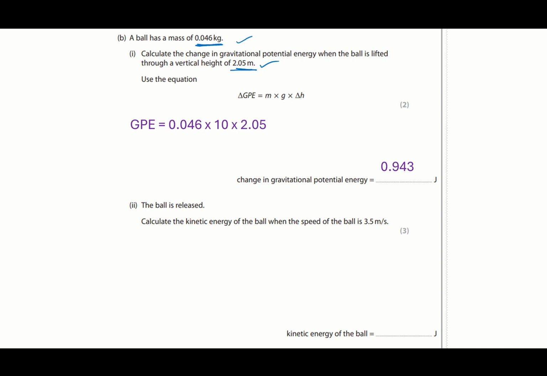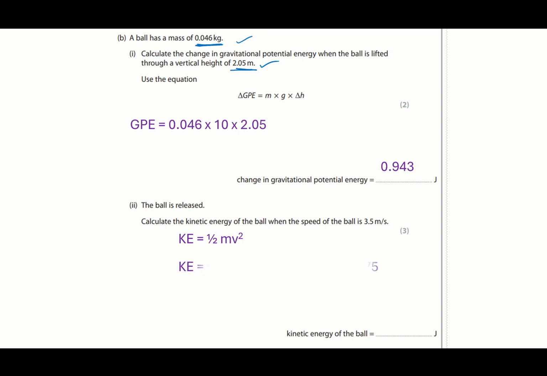And I've got nothing to match it to in terms of significant figures, and it doesn't direct me to, so that's perfect. I now release the ball. So I've raised it up into the sky. I'm now going to drop it. Calculate the kinetic energy if it's moving at 3.5 meters per second. So go into your equation booklet. The kinetic energy, the movement energy, is half the mass times the velocity squared. And it's the squaring bit that students will forget.